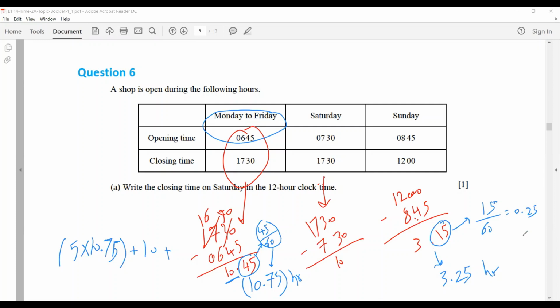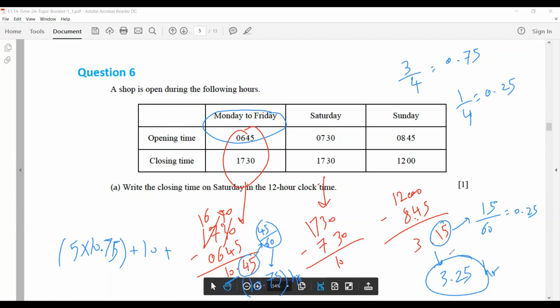Or you didn't need to do this. These numbers, as well as 45 minutes, are easy numbers to work with. This is a quarter, and this is 3/4, right? From the fractions and decimals, you know, 3/4 is 0.75 and a quarter is 0.25, right? But for the sake of completion, I'm writing down everything. So you could do this faster in the exam. After all, you don't need to explain to anyone in the exam, right?